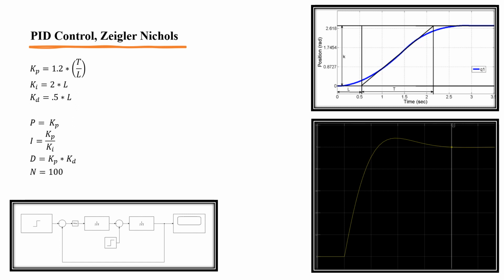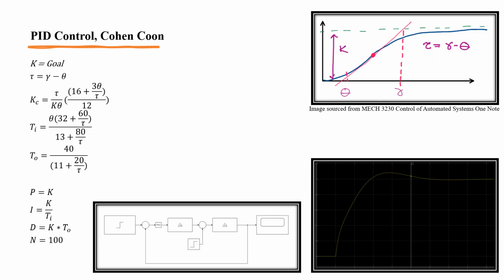Here we have an example and the method of the Ziegler-Nichols tuning. Please do remember that the Ziegler-Nichols tuning method may be used for both open and closed-loop systems. Here we have an example and the method of the Cohen-Kuhn tuning. Please do remember, though, that the Cohen-Kuhn method may only be used for open-loop systems.